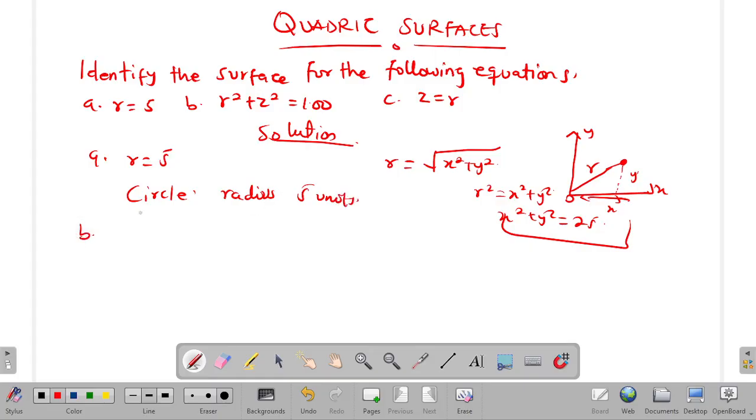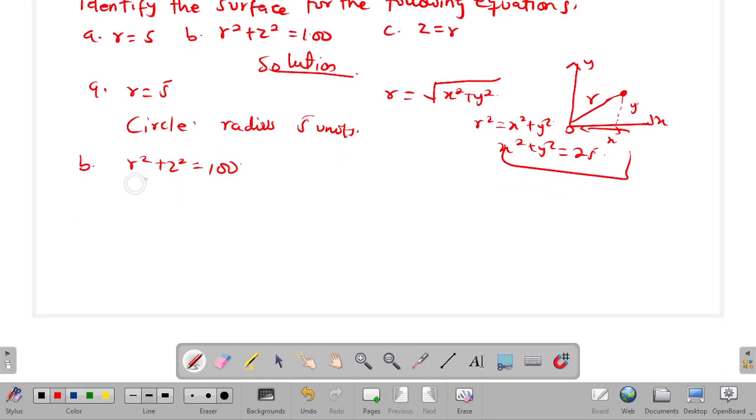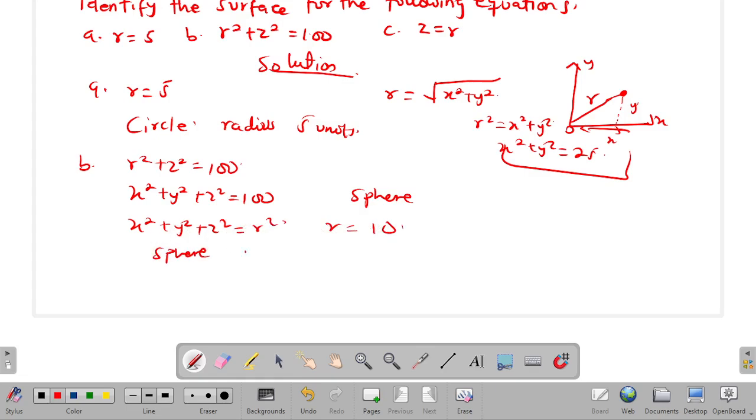Let's check the b. The b is r squared plus z squared is equal to 100. Good. Similarly, you know r squared is x squared plus y squared, then you add z squared to it, equal to 100. This is a typical equation of a sphere. The general equation of a sphere is x squared plus y squared plus z squared equals r squared. Therefore, we can see that the radius for this sphere is 10. So we can say this is a sphere of radius 10.